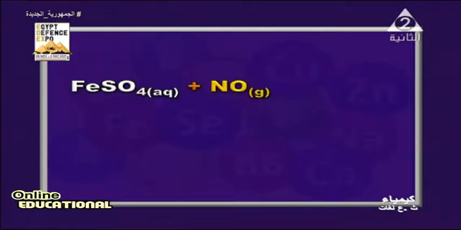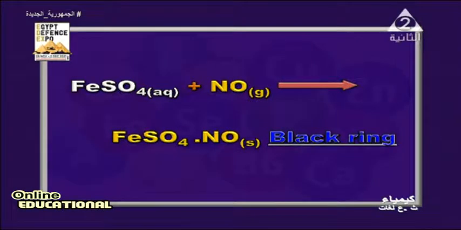Here the iron 2 sulfate reacts with the nitric oxide gas which is produced, forming the black ring compound FeSO4.NO.